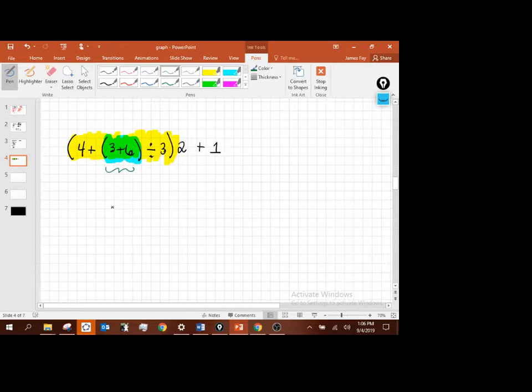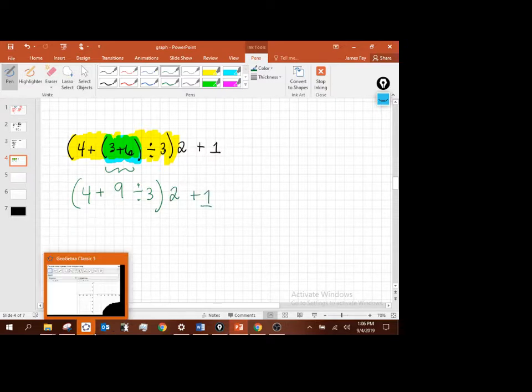And what am I going to change that to? 9. Okay, so that changes to 9. Everything else stays the same. So I got 4 plus 9 divided by 3. Okay, there's still parentheses around that. So I haven't dealt with the yellow grouping yet, right? And then I've got 2 here and plus 1.